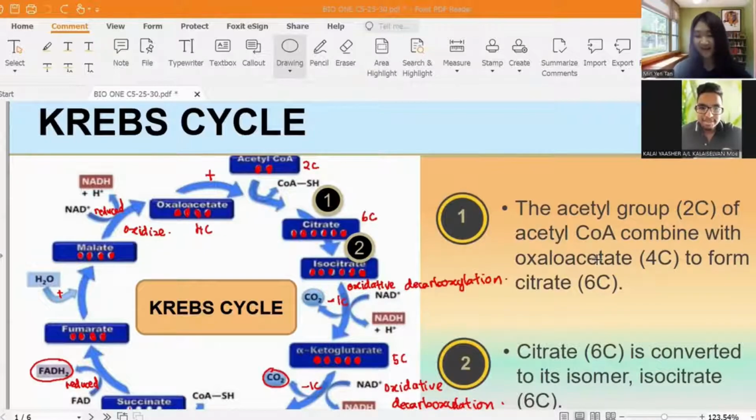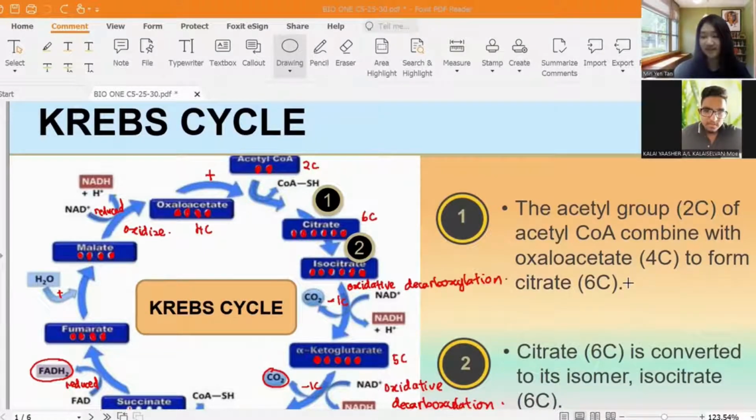Sure, I'm ready. Before I go into the Krebs cycle, I will give you an introduction. The Krebs cycle occurs in the mitochondrial matrix of eukaryotes or in the cytosol of prokaryotes. Do you know another name for the Krebs cycle? Is it citric acid cycle? Yes, it's correct. It's called the citric acid cycle.